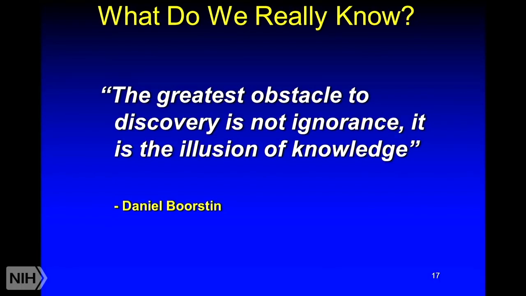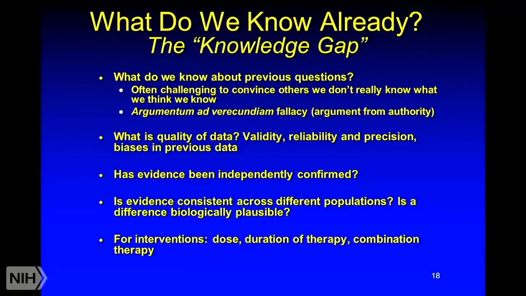So Daniel Boorstin, who was the head of the National Library of Congress for a number of years, wrote, "The greatest obstacle to discovery is not ignorance, it's the illusion of knowledge." And that also, for you when you're doing your research, is an issue because you have to convince people that maybe what they know isn't what they really think they know in terms of why you want to answer the question that you do. So that gets to the issue of what do we know about previous questions.